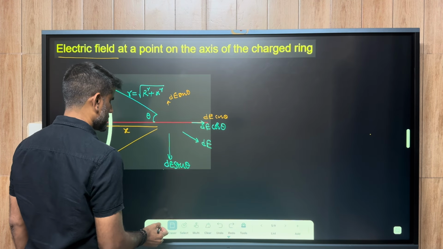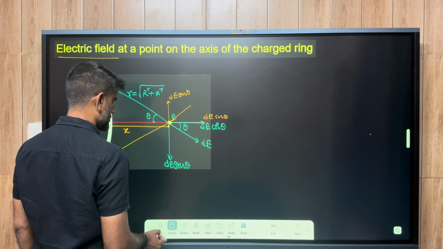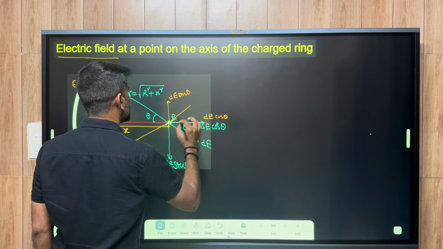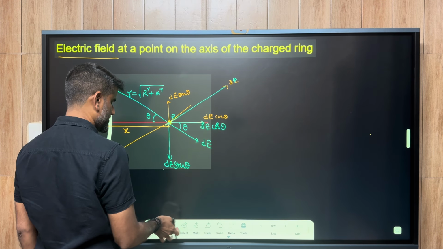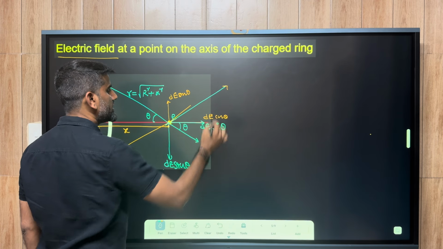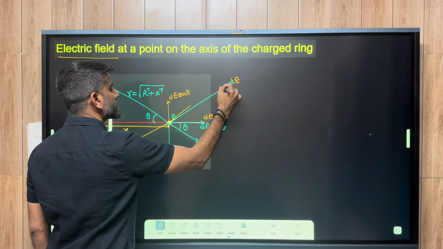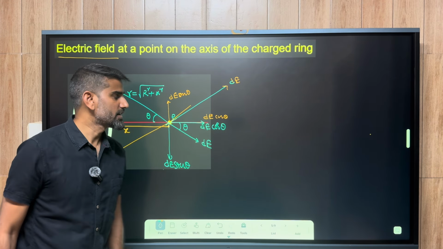Draw the line here. Okay, so d, multiple colors are coming, I don't know why. D, and this dE is resolved into two components, dE cos theta and dE sin theta.